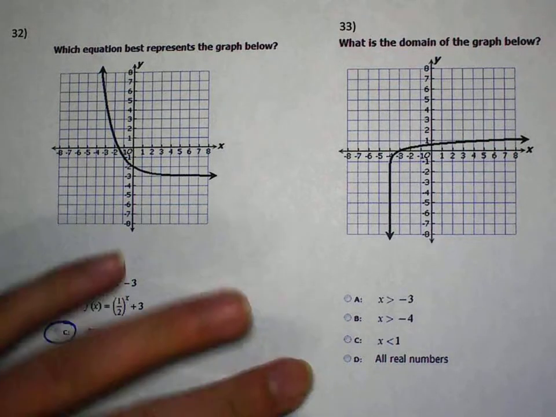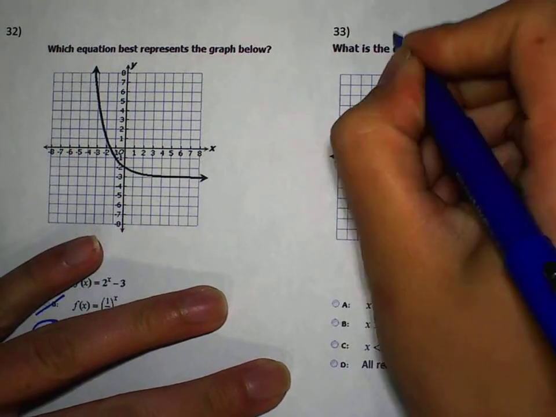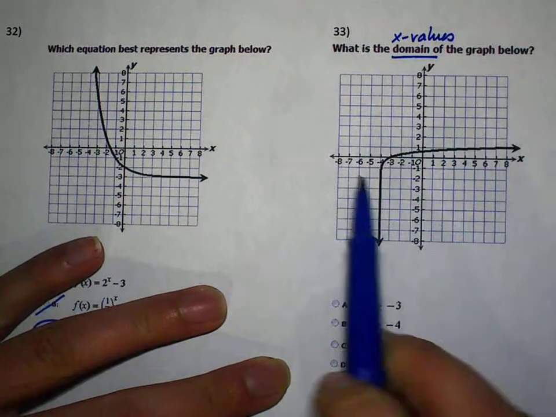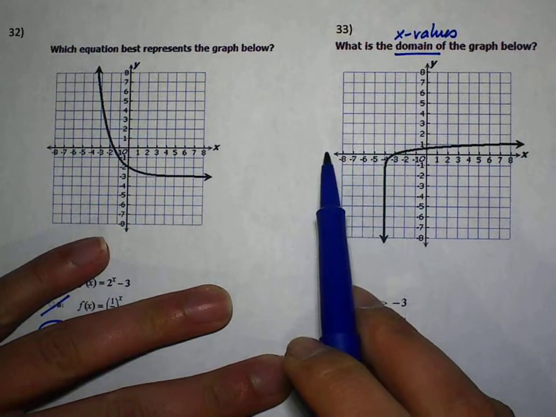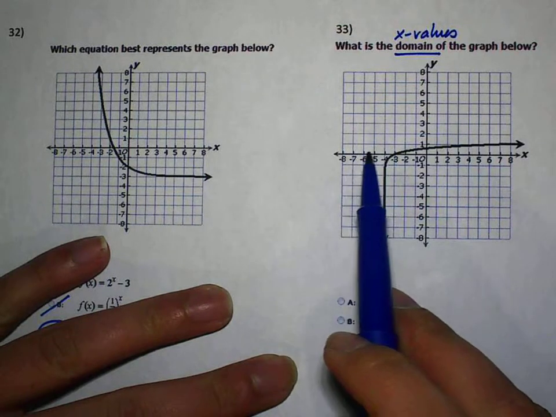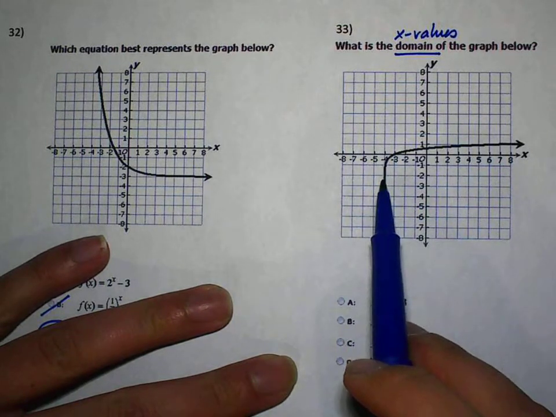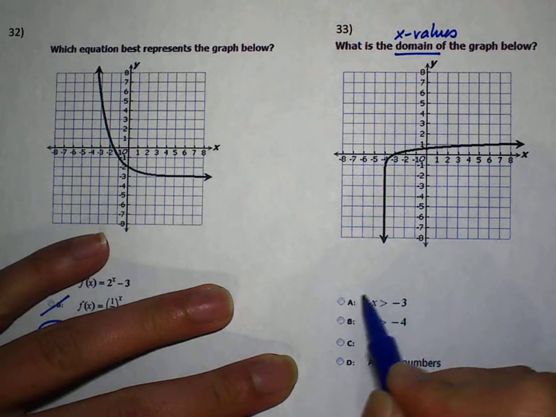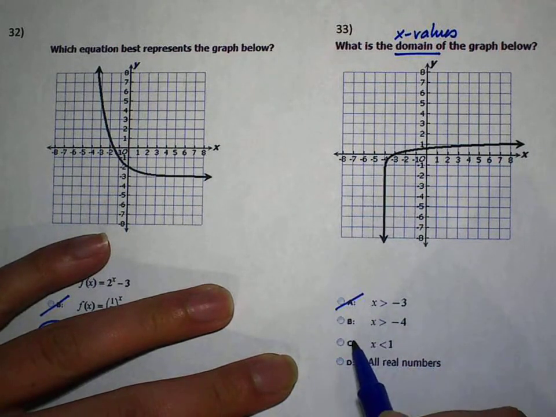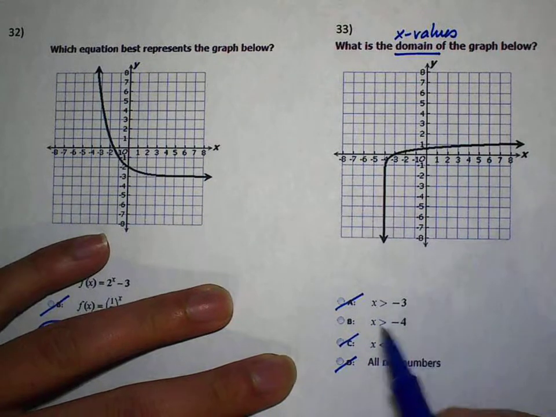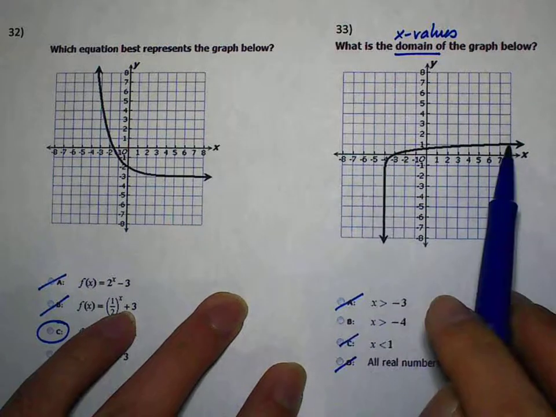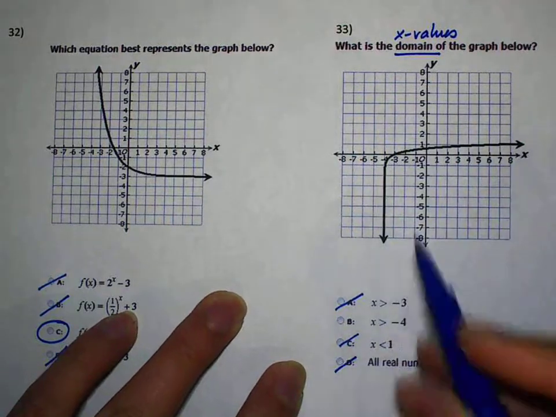So remember, domain are your x values. So I'm going to look along my x-axis from left to right. So if I look here, there's nothing here until -4. So I know my answer is going to need a -4 in there somehow. So I'm going to go ahead and cross out A, cross out C, and also cross out D. Well, B is the only one with -4. And it's all numbers from -4 to infinity. So it's all numbers greater than -4, and that's what B is.